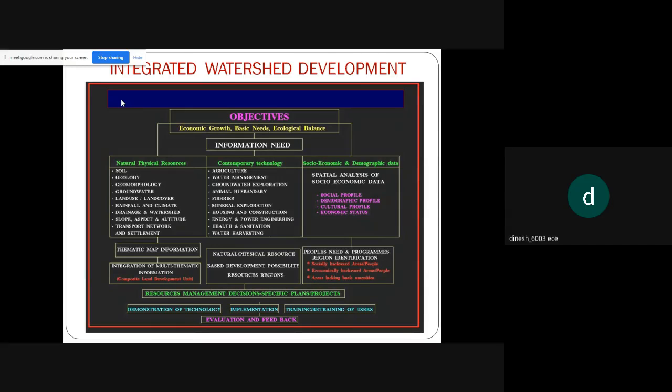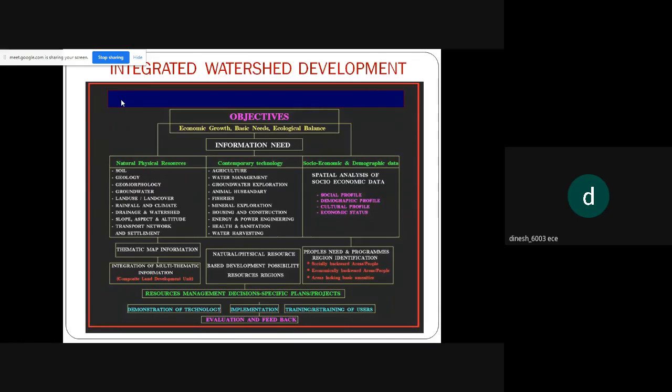Then the contemporary technologies are what this water does. This water is used for agriculture. With water, we provide for animal husbandry, we use it for fisheries, for mineral exploration, for housing construction, to generate energy power, for health and sanitation. We always do water harvesting, and we do water management systems also for drinking and utilization.